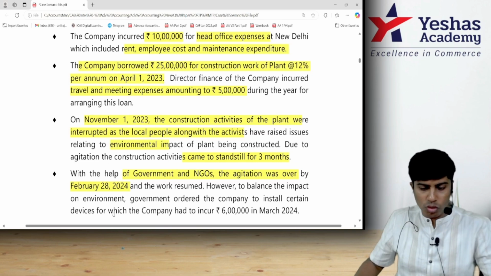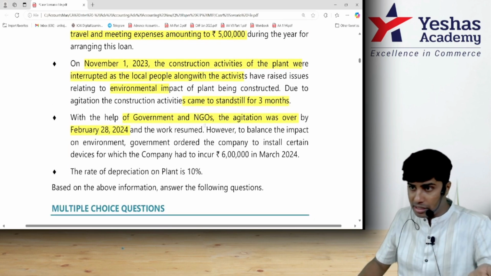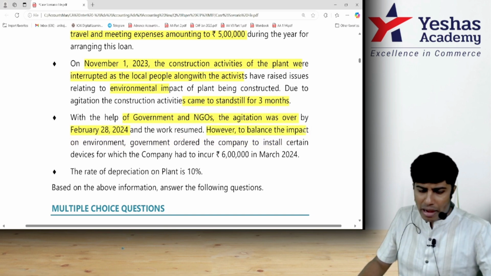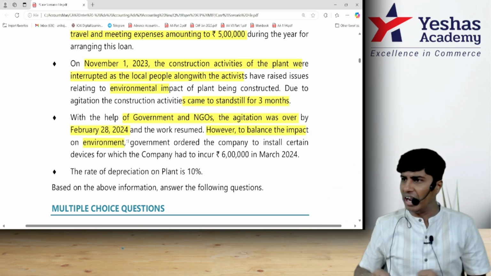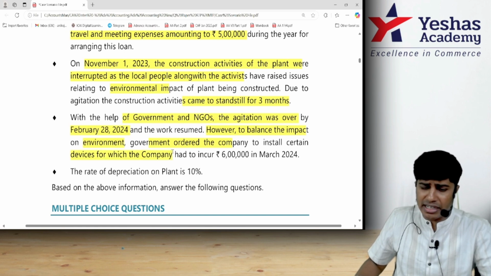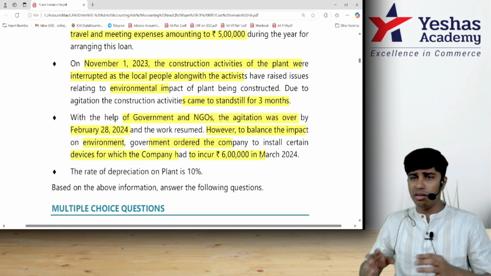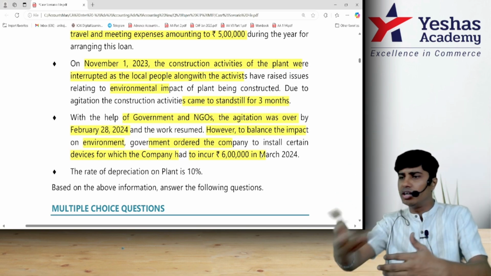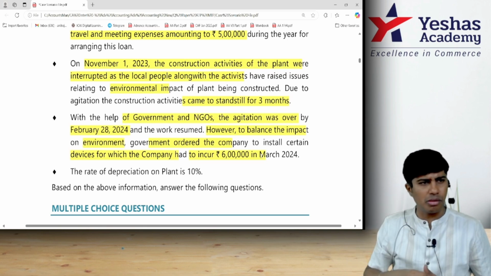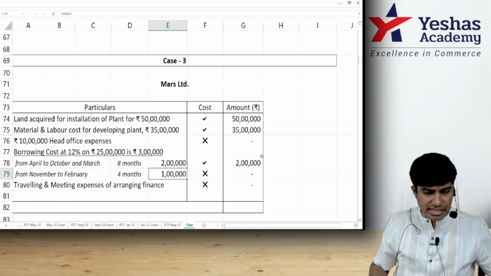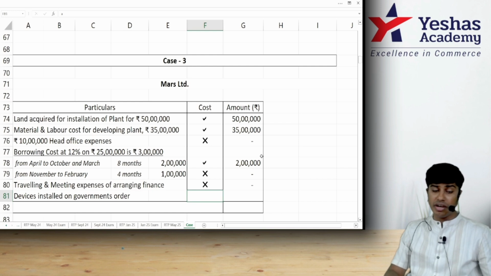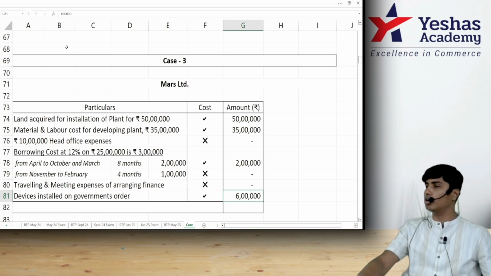Understood this? Then what do we have? Work resumed in the month of March. However, to balance the impact on environment, an NGO was on alert to stop the factory. For the work to get resumed, the government gave an order asking you to install certain devices, and this cost you 6 lakh rupees. Maybe they wanted long chimneys, or water treatment before you release the chemicals out. Some kind of expenditure has to be incurred to install some equipment. Can I say this 6 lakh will be included in the cost of the asset? Yes, devices installed on government order, 6 lakh, is also included in the cost of the asset.